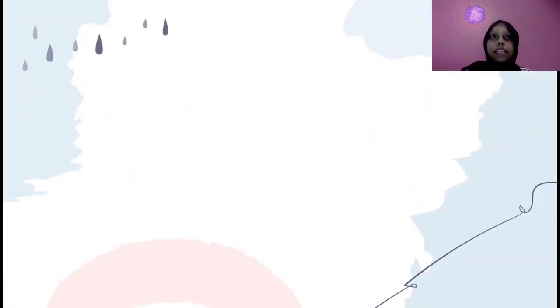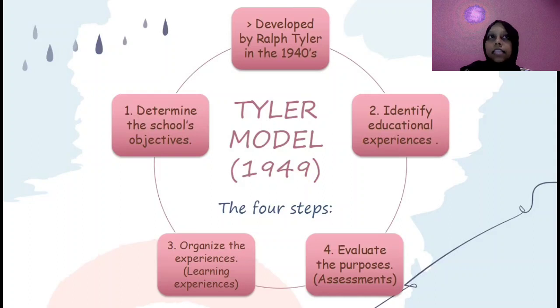The first model that applied this objective model is the Taylor model in 1949. There are 4 steps used in this model. This model was developed by Ralph Taylor in the 1940s. The first step is to determine the school's objectives, and then identify the educational experiences of the students, and organize the learning experiences that the students need to master or have after they graduate. And the last one is to evaluate the purposes, which is done by assessments or examinations.